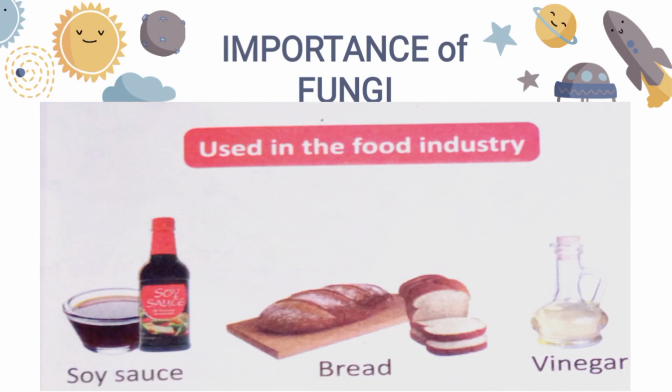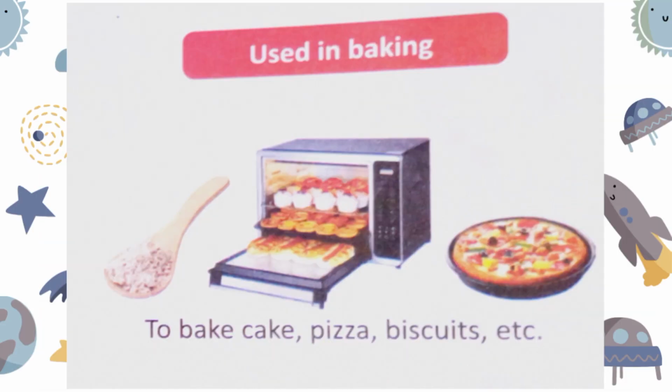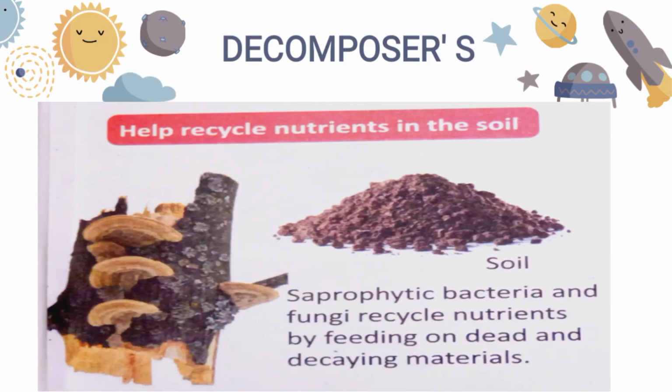Now let's talk about the importance of fungi. We use fungi in the food industry for making what? Soya sauce, which we use in chow mein, bread, and vinegar. Where are we using the vinegar? In pickles, in pasta, in chow mein and all. Next, we also use fungi in baking cake, pizza, biscuits, etc. This is yeast powder, which we use in baking materials like cake, pizza, biscuits, and cookies.